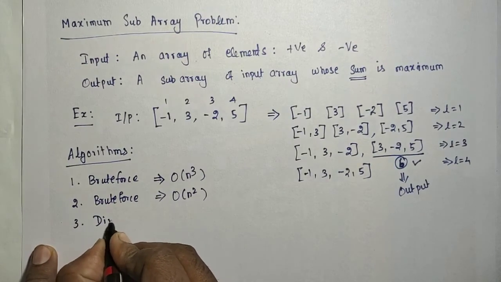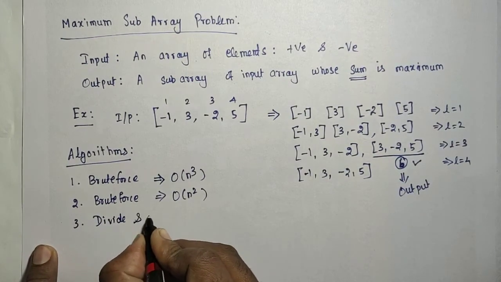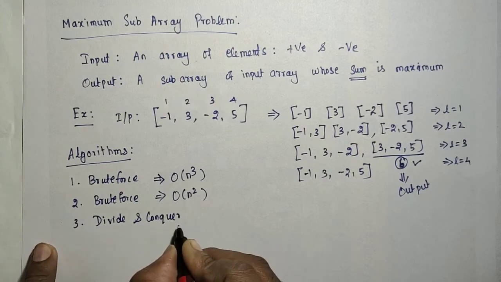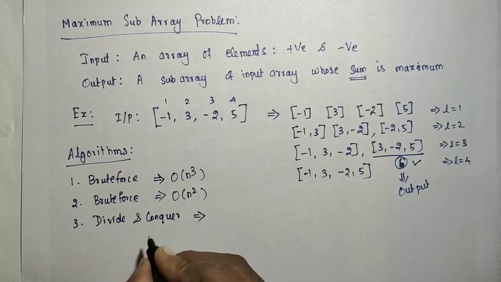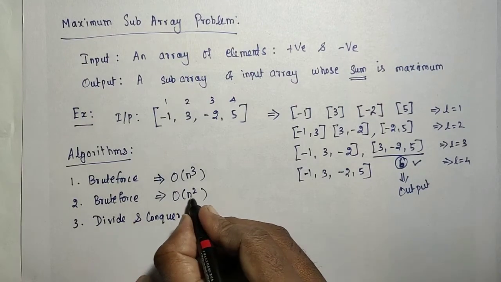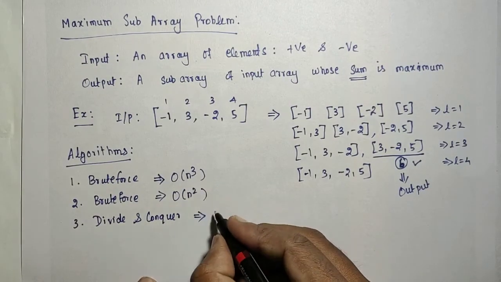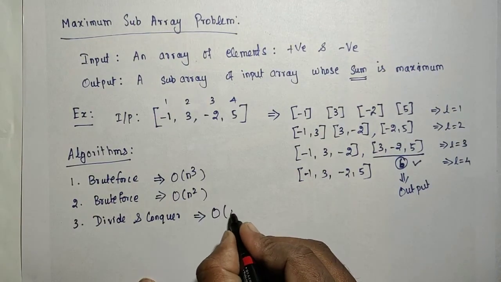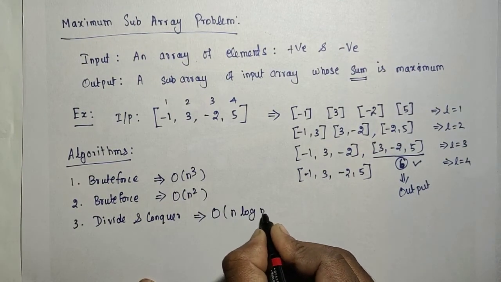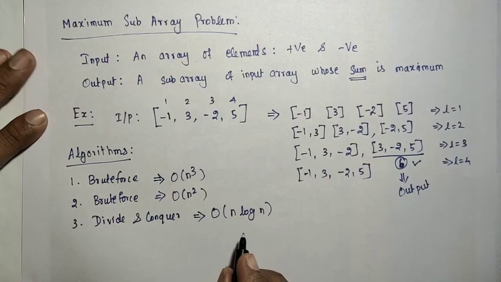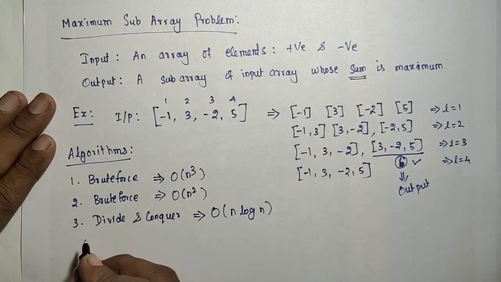The next one is divide and conquer. We are going to apply the divide and conquer approach. If you apply this, the complexity is reduced further, to O of N log N. So for the divide and conquer approach, one algorithm we are going to discuss, that algorithm's complexity is O of N log N.